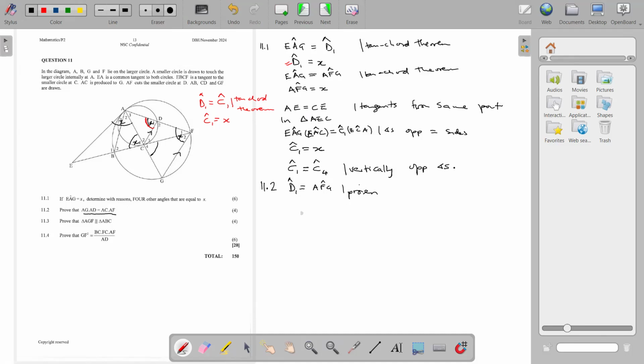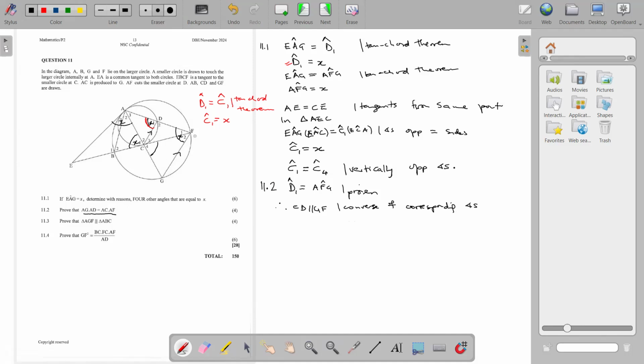So what can we conclude from there? We can therefore conclude that the line CD is parallel to the line GF. The reason is converse of corresponding angles. So we now have those two lines which are parallel.